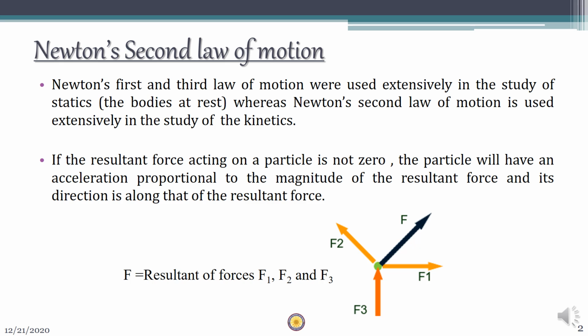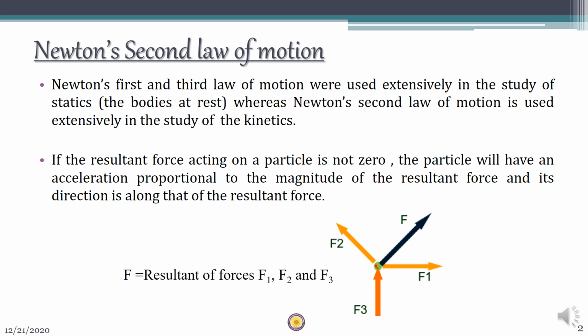So according to Newton's second law of motion, if there is a resultant force acting on a particle, then the particle will have an acceleration in the direction of the force applied, and the magnitude is proportional to the magnitude of the force applied, right? So let's say there is a particle at this point subjected to three forces, F1, F2 and F3. So there is a resultant force on that, which is F.